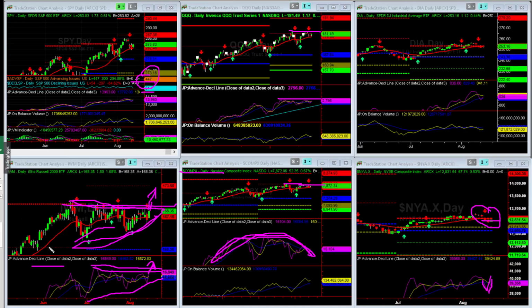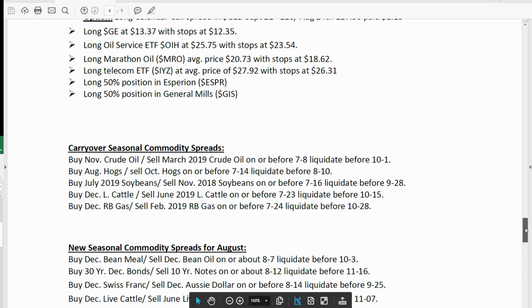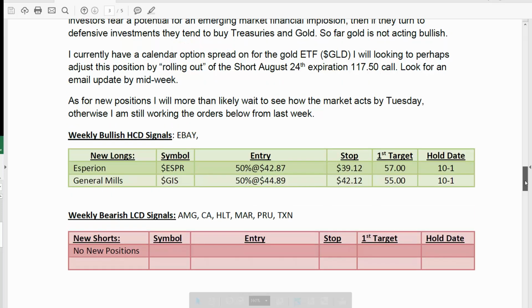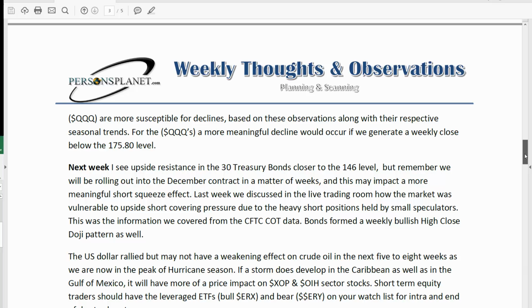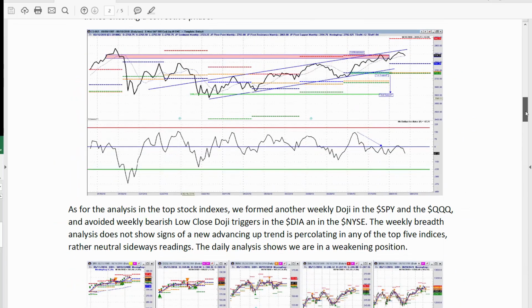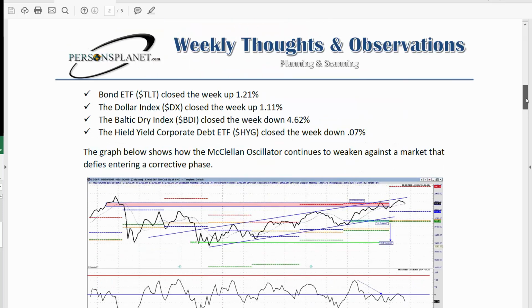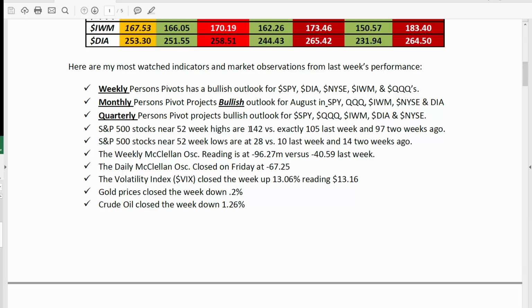So that's what we're looking at, and that's kind of how we're positioned using the Weekly Thoughts and Observations, which is our weekly advisory service. In fact, if I may, just go through a couple of positions that we have. Some of the things that we're positioning for, or what we've been talking about, is I still want to be in some of the staples.